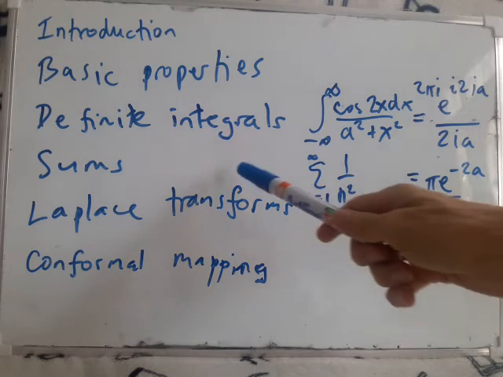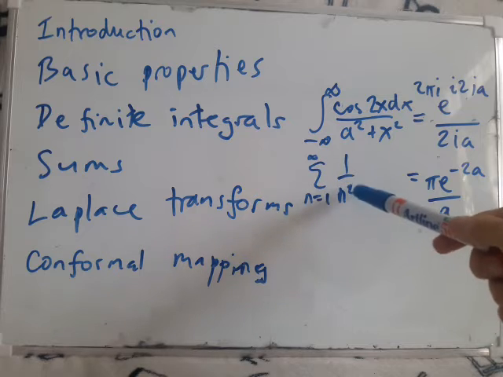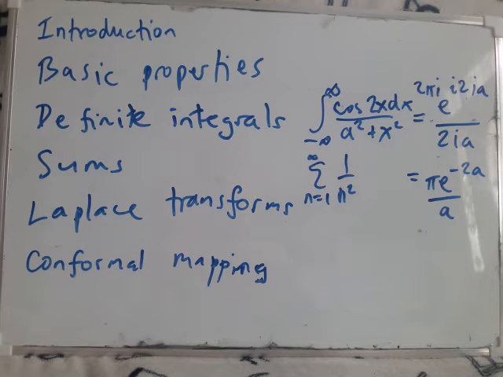Similarly, with sums, you might possibly know what the sum of 1 over n squared is. How do you prove that? Well, you might have possibly proved it using tricks using Fourier series, but so far you probably don't know a general method of getting sums like this, but this complex analysis will teach you such a general method.